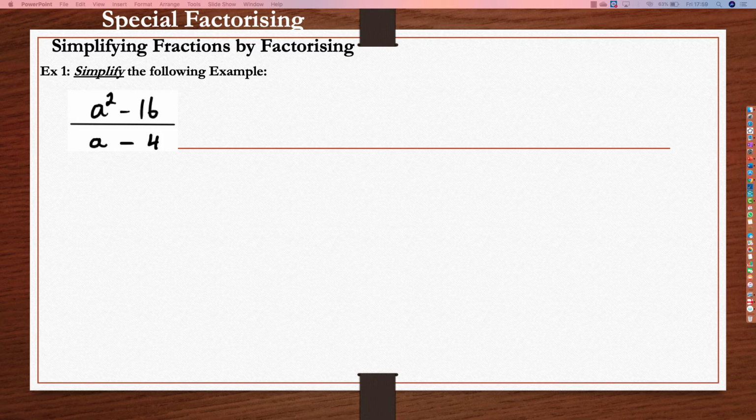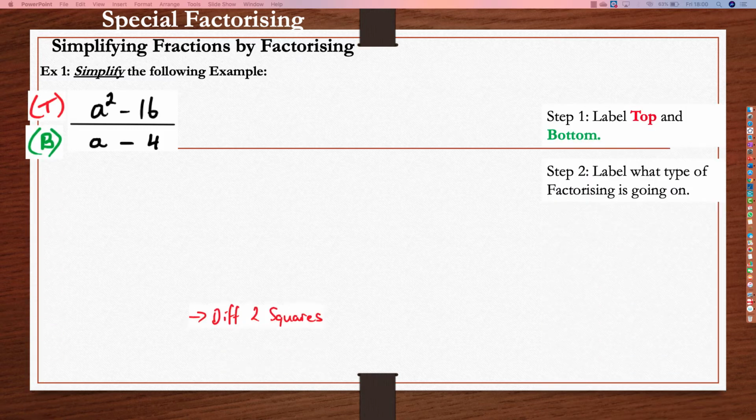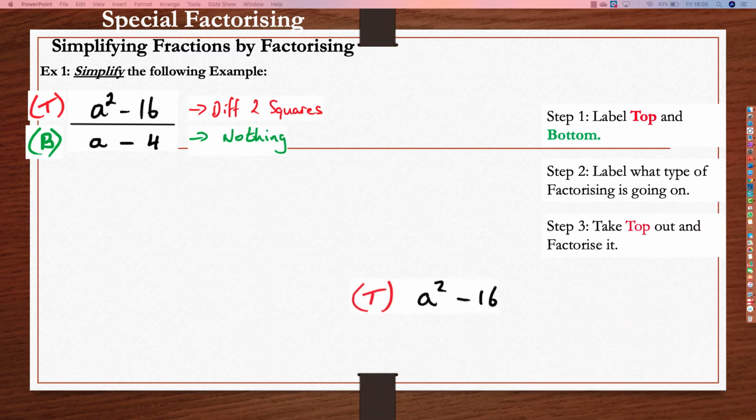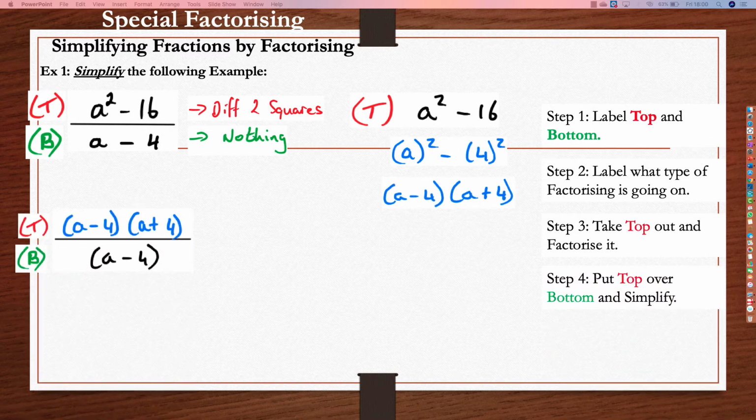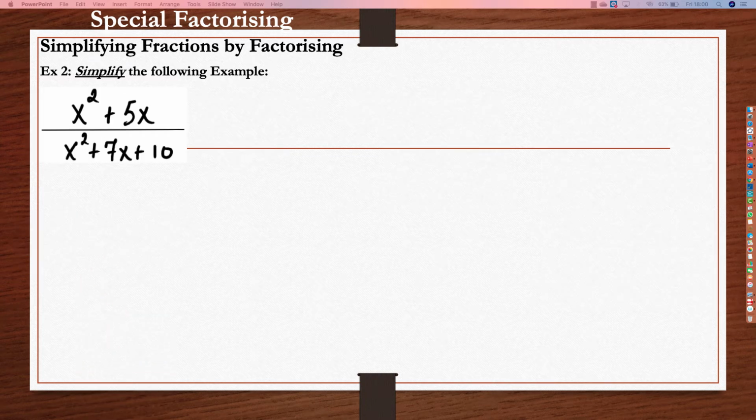Well spotted. So we looked at it then, and we had top and bottom, which is A squared becomes A plus 4 by A minus 4, and at the bottom then, you have A minus 4. Because you have A minus 4 on top and A minus 4 on the bottom, they knock out, and you're left with just A plus 4. Right. So consider again, simplify the following by factorising.